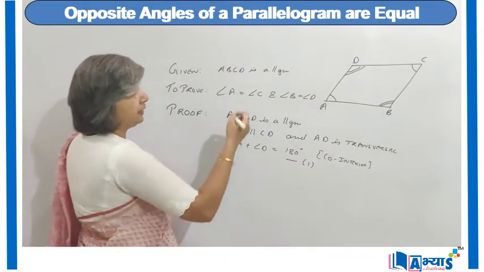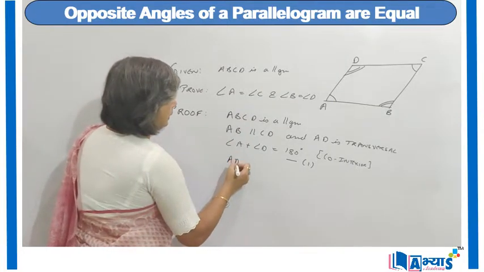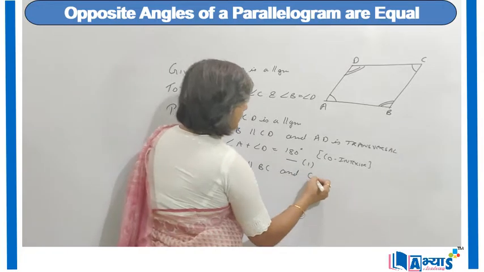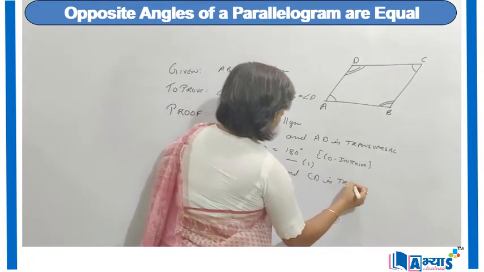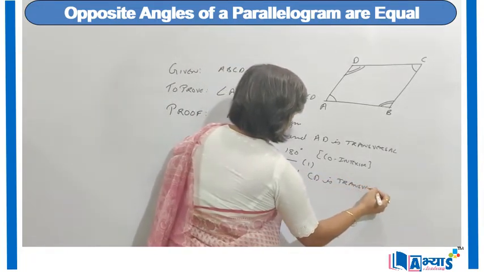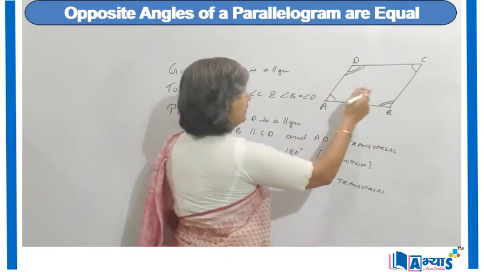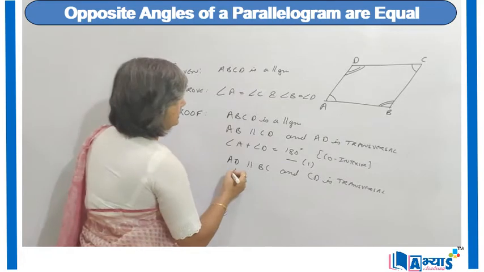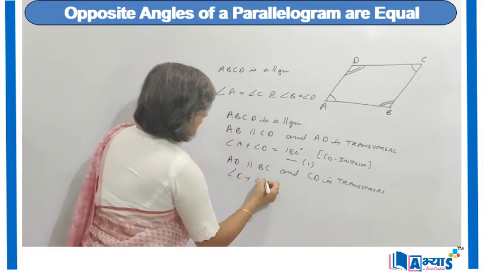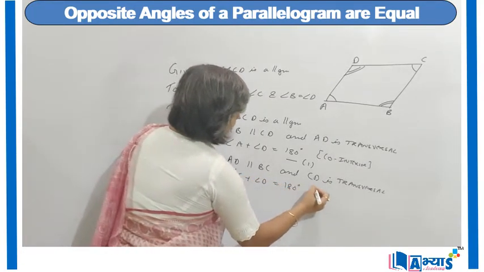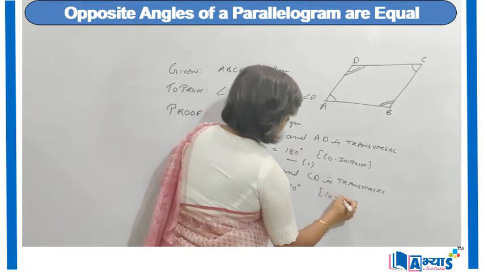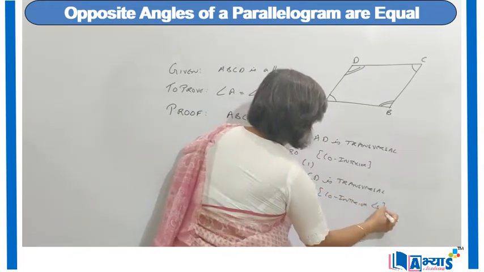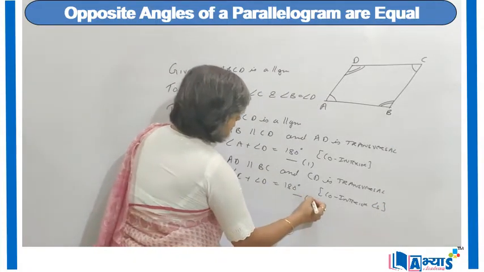Now we can say that AD is parallel to BC and CD is the transversal. Now when AD is parallel to BC and CD is the transversal, we can say that angle C plus angle D is equal to 180 degrees. Again they are co-interior angles. So let us mark it as equation 2.